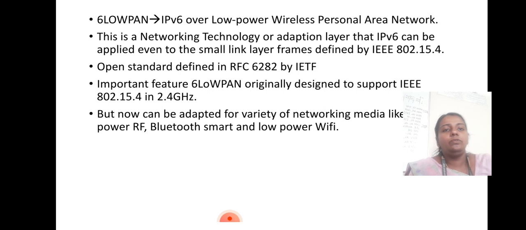And the important feature of this 6LoWPAN is that it is designed to support IEEE 802.15.4 in 2.4 gigahertz. But now it is used in various networking media like Bluetooth, low power RF, Bluetooth Smart, and low power Wi-Fi, etc.